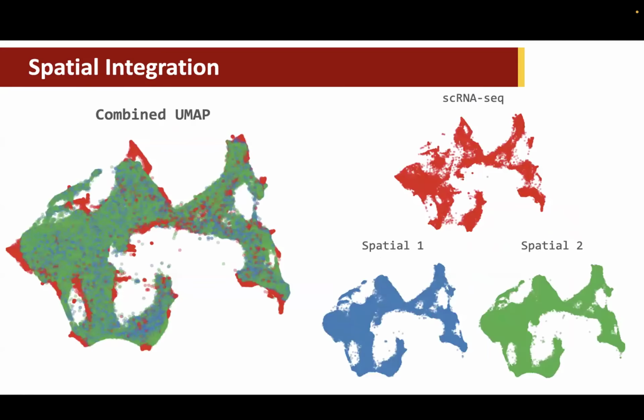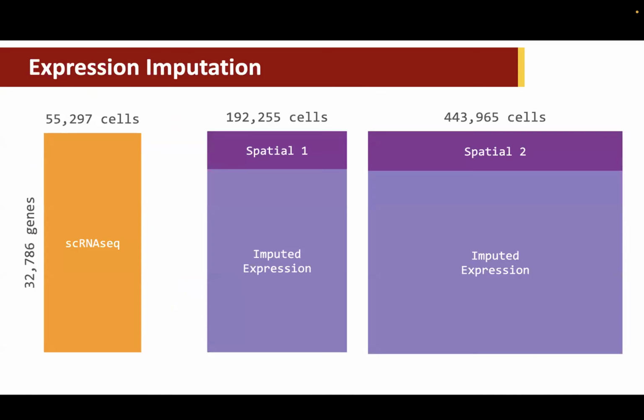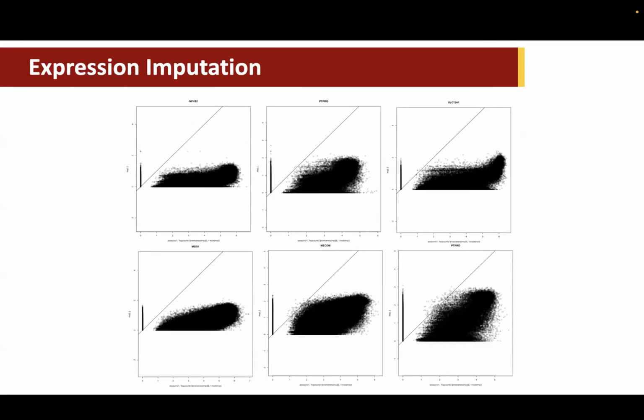We can do some sort of combination. We can put all of these cells on a similar frame of reference, but actually imputing the expression of each individual gene in each individual cell is a very, very difficult problem. And so far, I have not been able to do this. This represents my best attempt. And you can see the correlation here is not very good. We're not doing a very good job of imputing these genes.